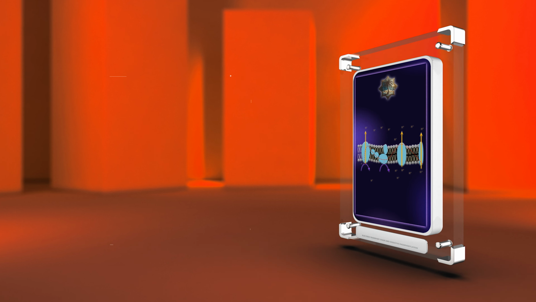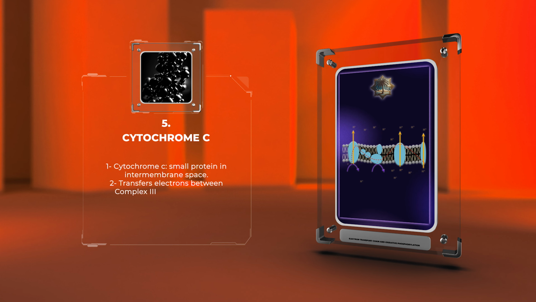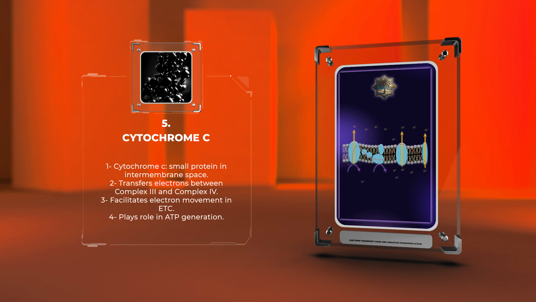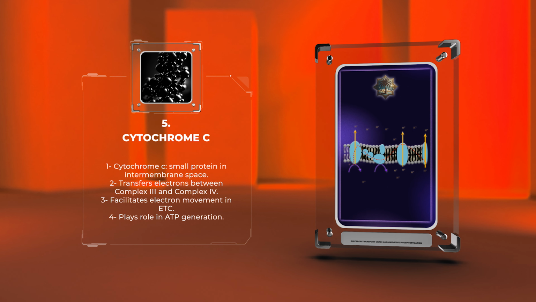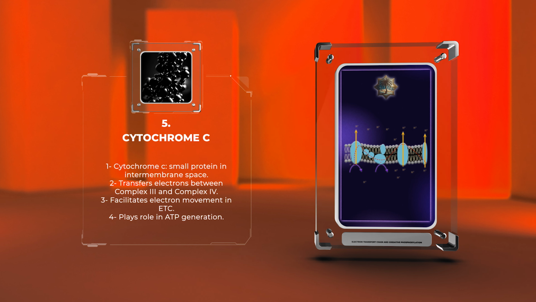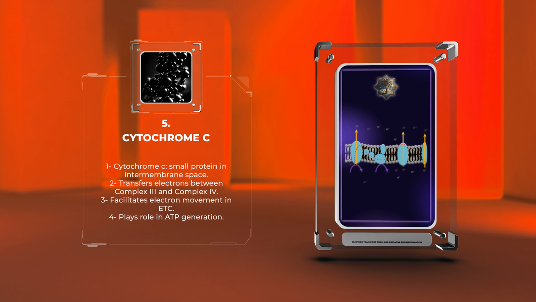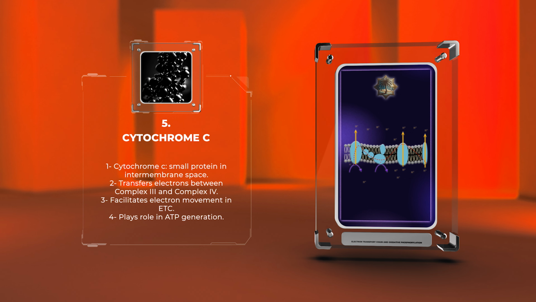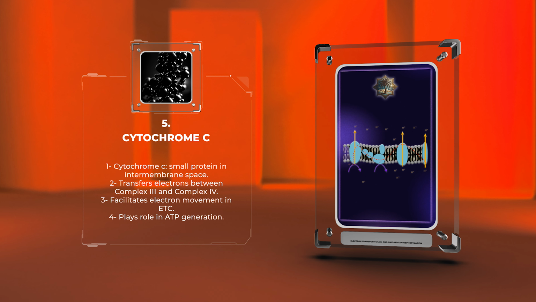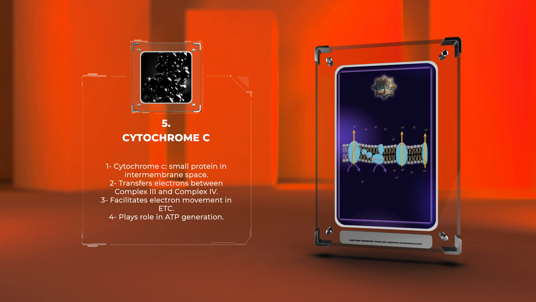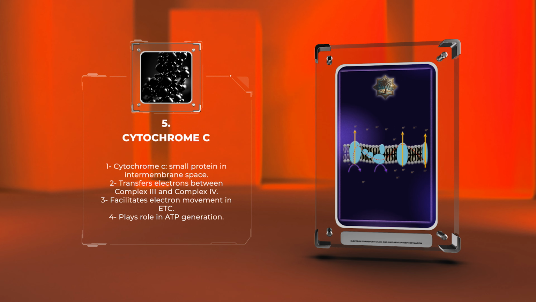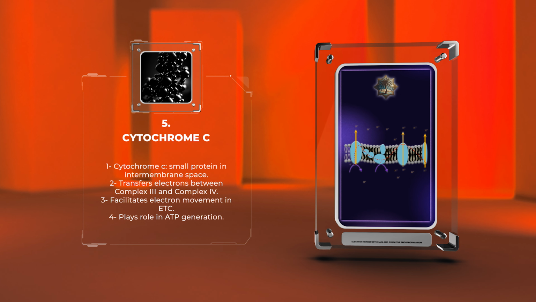Cytochrome c, a small protein located in the intermembrane space of the mitochondria, plays a pivotal role in electron transfer within the ETC. It shuttles electrons between complex III, the cytochrome bc1 complex, and complex IV, cytochrome c oxidase. This mobile carrier facilitates the intricate movement of electrons, aiding in the efficient generation of ATP.